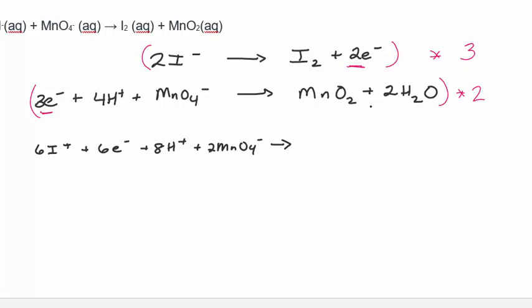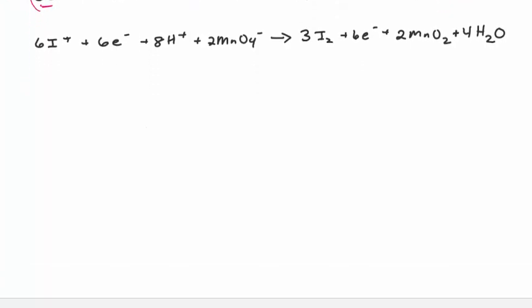Then I have my arrow, now all of my products. So now I can cross out what is alike. I have 6 electrons on both sides, so they both are going to get crossed out. And I think that's it for my likes. So balanced in an acidic solution is this reaction.